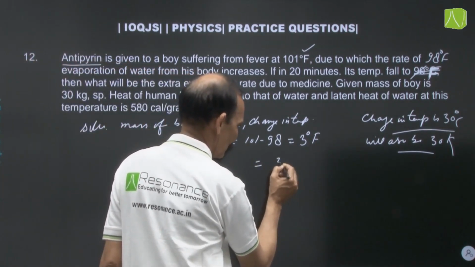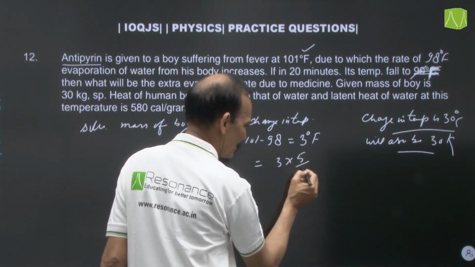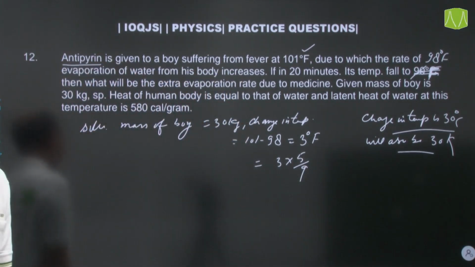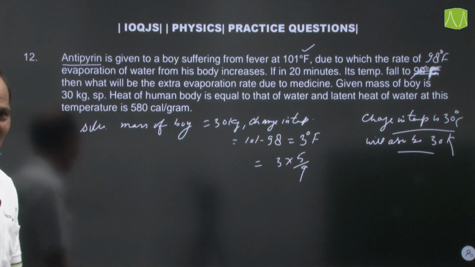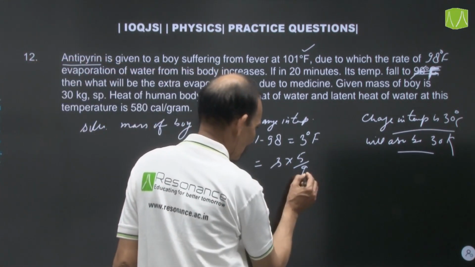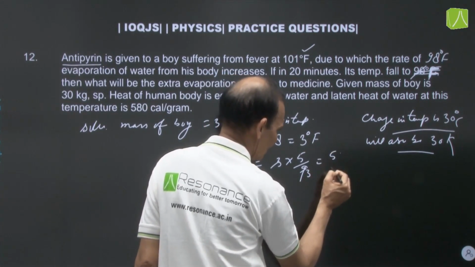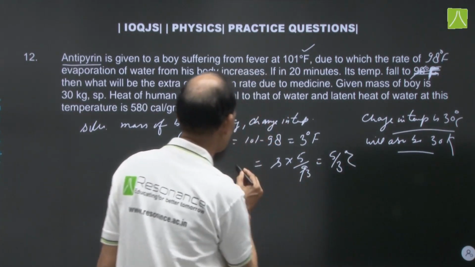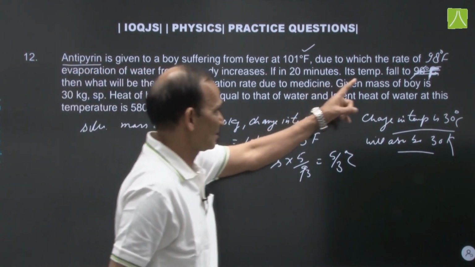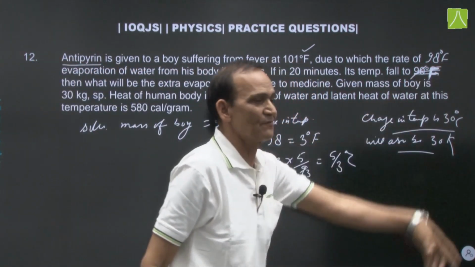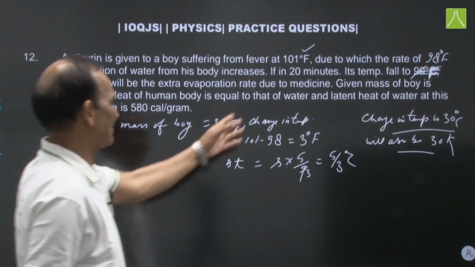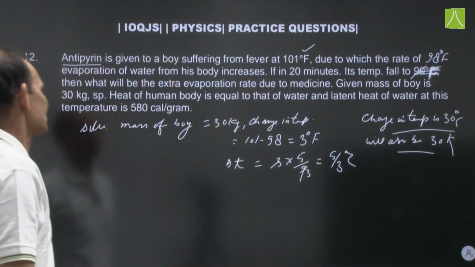So 3 into 5/9, we have to convert Fahrenheit. You know very well, or not? 5 by 9 times 3, that is 5 by 3 degrees Celsius. It is the change in temperature, delta T, that is given. Now remember this one, 98 degree Fahrenheit is the final temperature, the normal temperature, and the temperature decreases to 98.